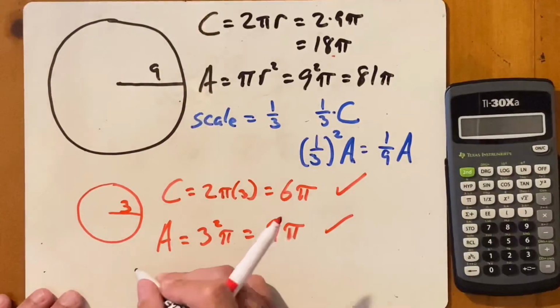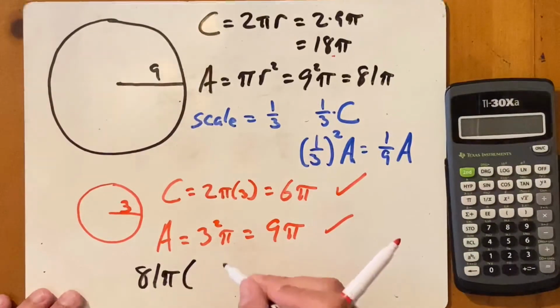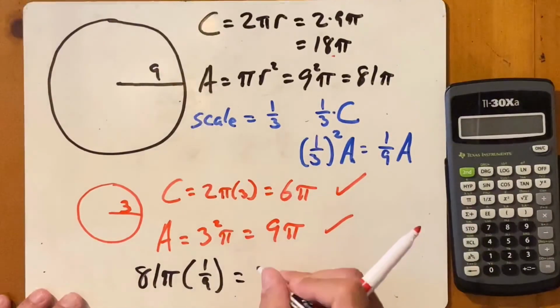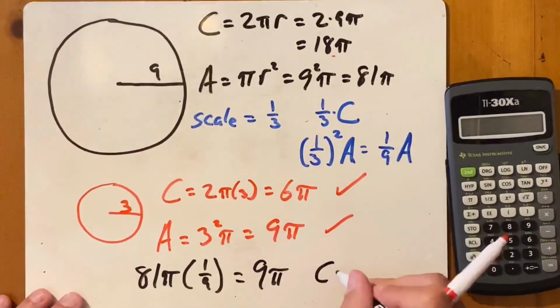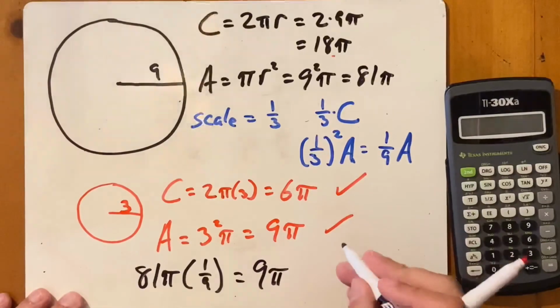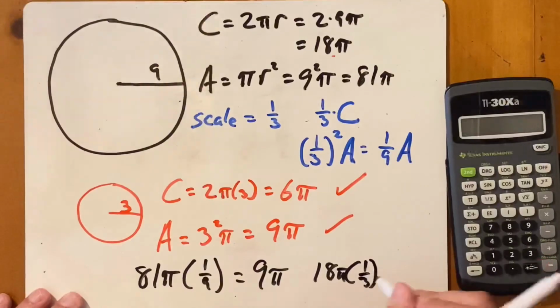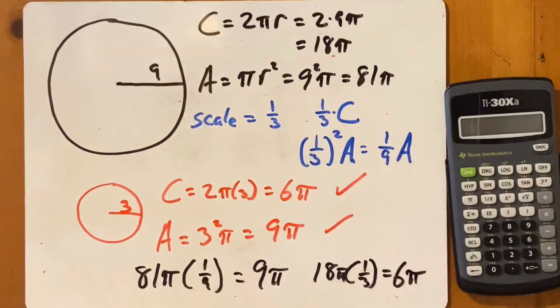So if I take the area of the original one and multiply that by 1/9, that gave us our new area, which is 9 pi. And the circumference was 18 pi times our scale factor, and that gave us a new circumference of 6 pi. So scaling still holds true with the same concept with polygons and with circles.